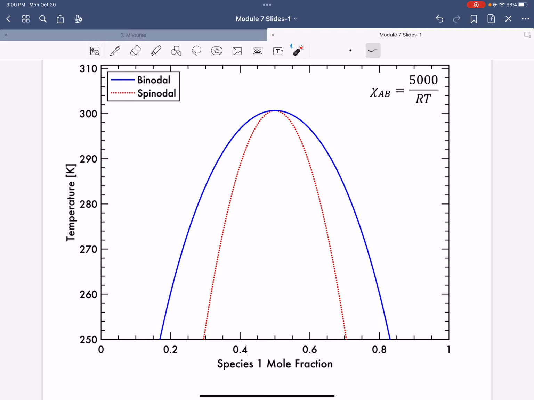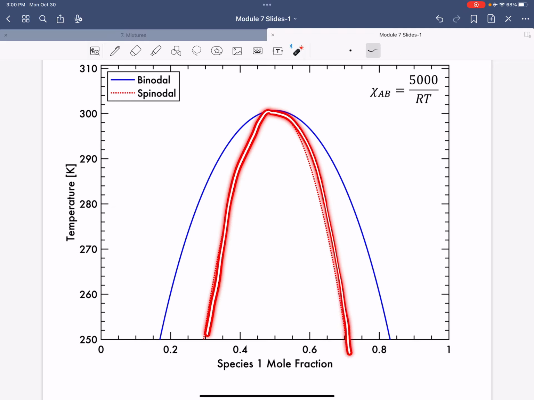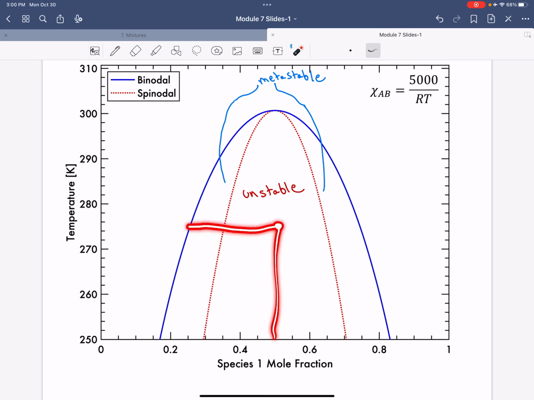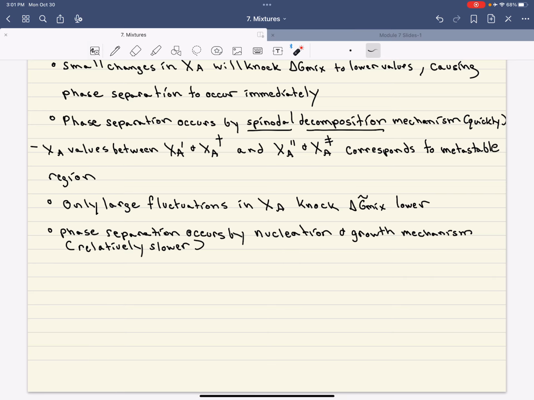In the region directly under the spinodal, this is the unstable region, right? And in the regions between the binodal and the spinodal, this is the metastable region. Okay? If your composition is initially here, you're going to phase separate very quickly into the coexistence curve. But if your initial composition is here, it may take a while for you to actually undergo the phase separation and reach equilibrium. Okay?